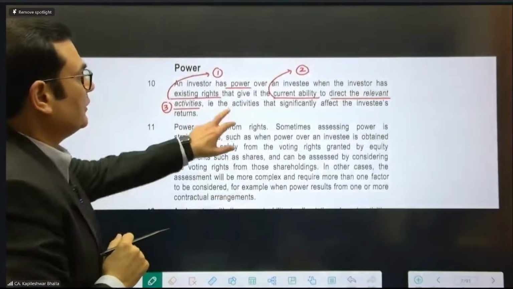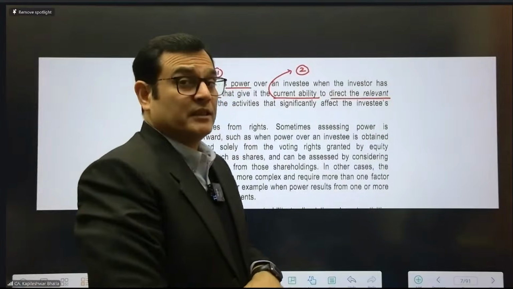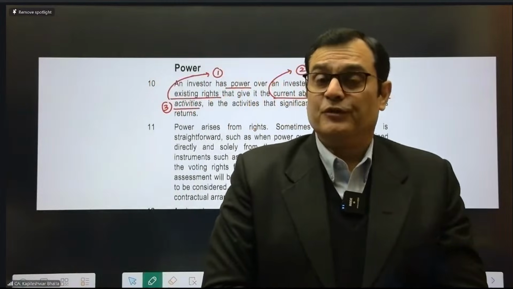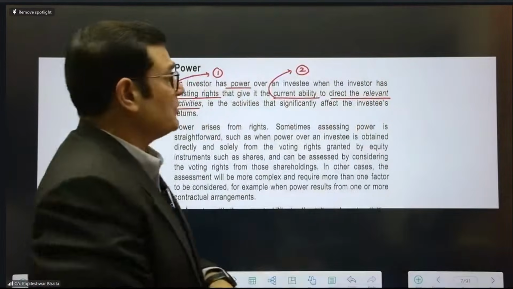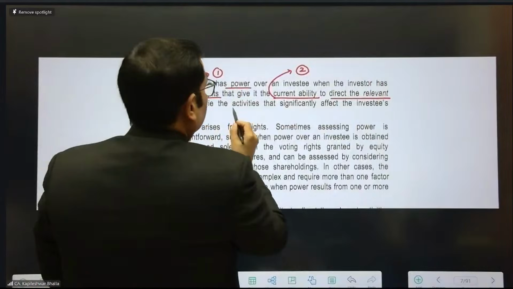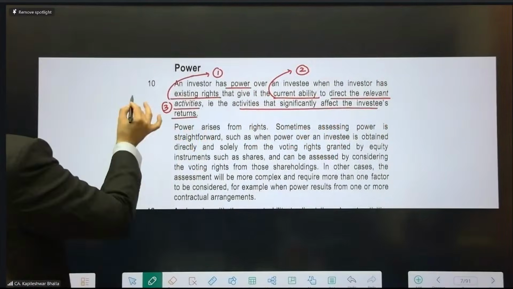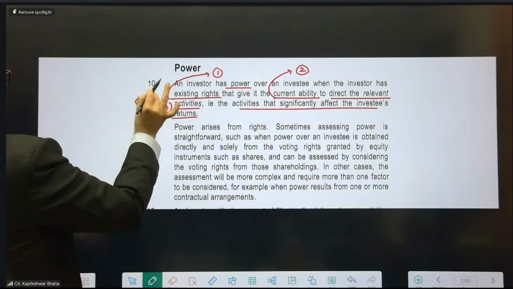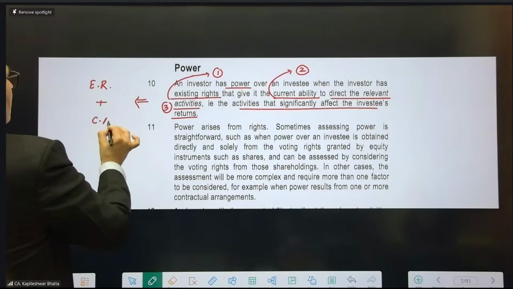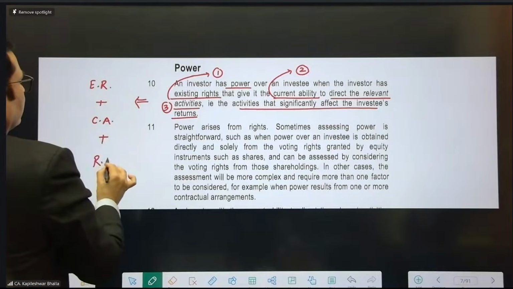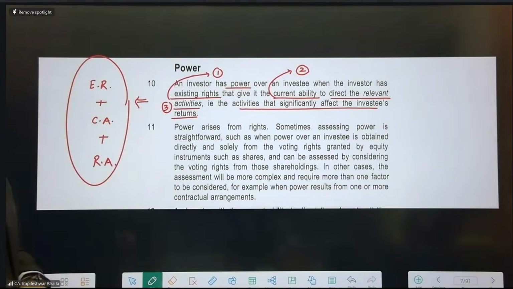So when you say that you've got power over the investee, put across a question. Do you have existing rights? 1. It gives you a current ability. 2. And to direct relevant activities. 3. What are relevant activities? They are defined activities that significantly affect the investee's return. So I would say the power is supposed to be a sum total of 3 elements. One is called existing rights, one is called the current ability, and one is to direct the relevant activities. If all these 3 parameters are met, I would say you've got power.